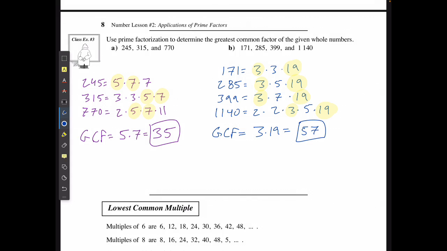So all it is for greatest common factor is write the prime factorization in the expanded form and just circle or look for what is the same with every single number. It has to exist in all the numbers in the set, otherwise it is not a common factor.